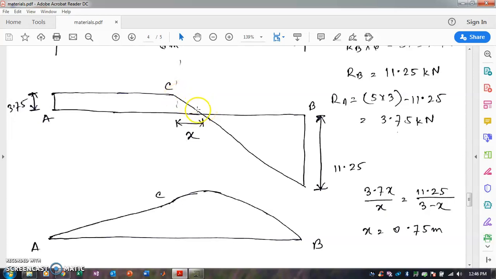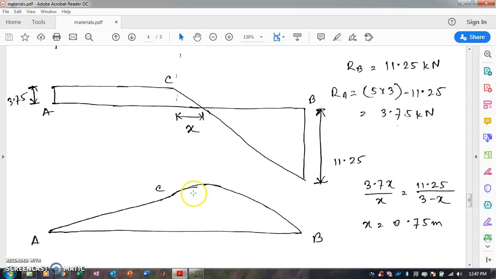Okay, so this triangle is equivalent to this triangle. We know the property of similar triangles: the ratio of the corresponding sides of the two triangles will be the same. So here the height is 3.75 and here the height is 11.25. Here the base is x and for this triangle the base is 3 minus x. So we equate them and we get x equals 0.75. So this distance is 0.75.